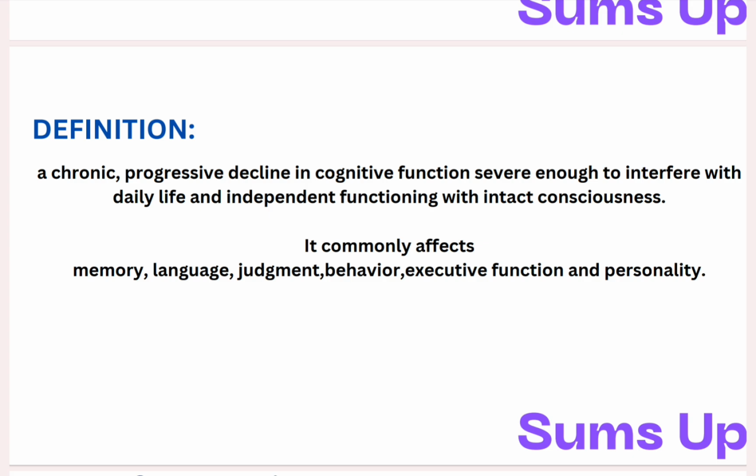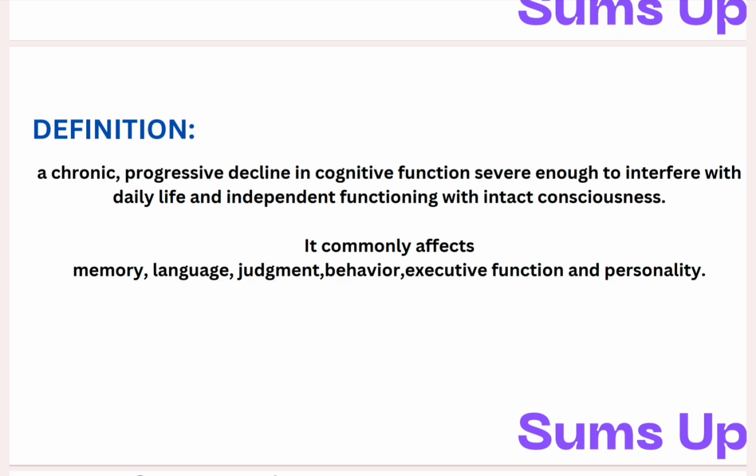A chronic progressive decline in cognitive function severe enough to interfere with daily life and independent functioning with intact consciousness. Intact consciousness. In dementia, we have intact consciousness. In delirium, we have waxing and waning of consciousness. Remember this. In dementia, we have intact consciousness. And dementia is irreversible. There are several types of dementia. We will discuss them on the next slide.